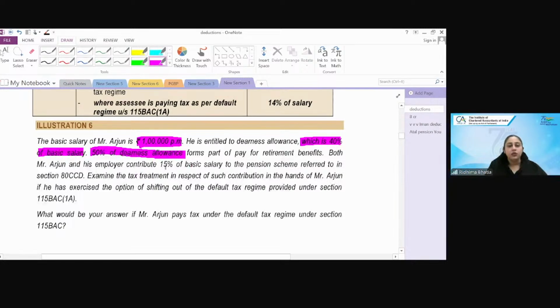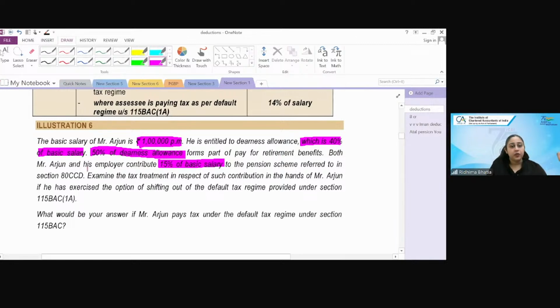Both Arjun and the employer contribute, the employer contributing 15% of the basic salary. See, the employer and employee can contribute whatever amount they want, whatever percentage they want. They can contribute 20%, they can contribute a whole figure, but the deductions which would be allowed are based on the salary, which is the salary we talk about.